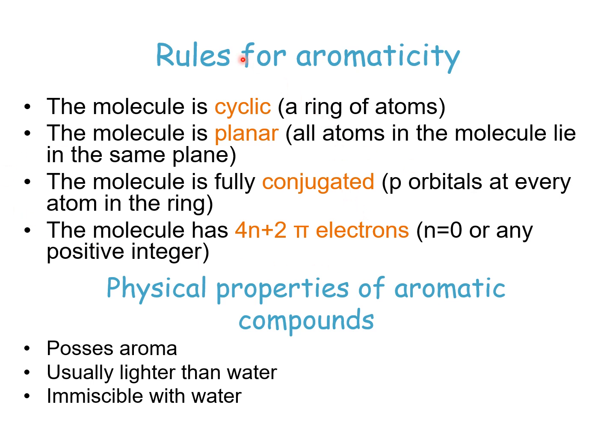Lastly, if you satisfy the criteria that a structure is cyclic, planar as well as conjugated, and it obeys Hückel's rule, that is, the number of electrons comes as either 2, 6, 10 or 14 and so on, then that compound can be said to be aromatic, which will behave like benzene.